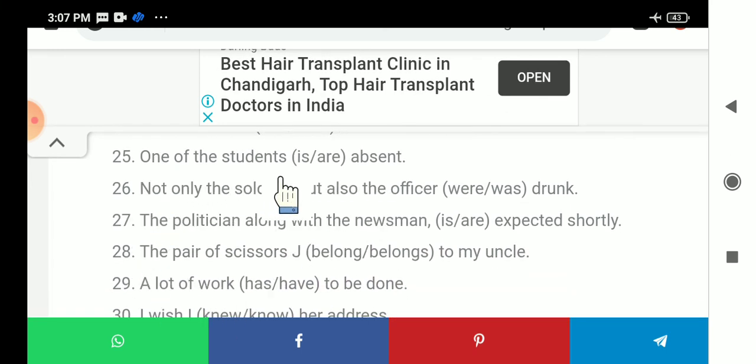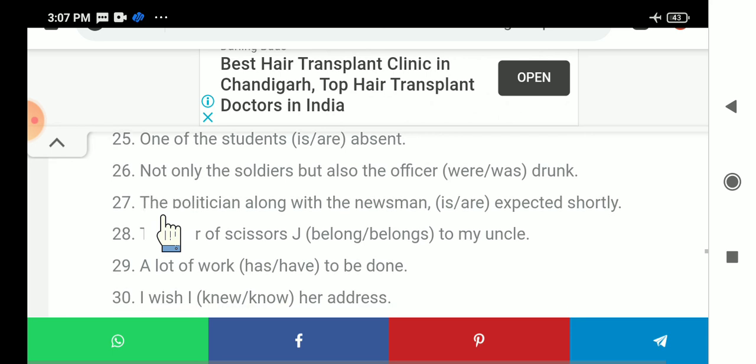Now comes the 25th question. One of the students is absent. "One of the" is used just before "students", which gives a singular meaning. With a singular meaning subject, we have to use a singular verb. So the answer is "is absent".